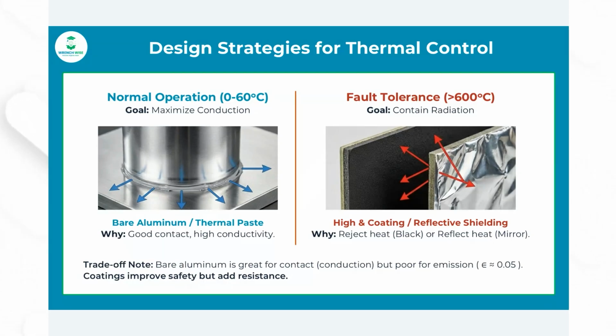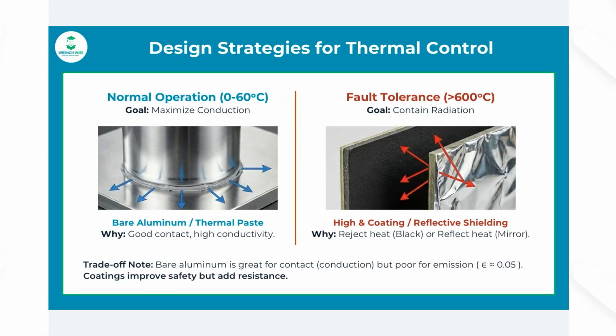radiation is essentially negligible. We rely fully on conduction to pull heat out of the cell and into the cooling plate. For this, we want bare aluminum or thermal paste. The goal is good contact. We want to minimize the thermal resistance so that heat flows freely. Now, at this stage, the surface finish doesn't really matter much. We just want pure conductivity, like raw conductivity.